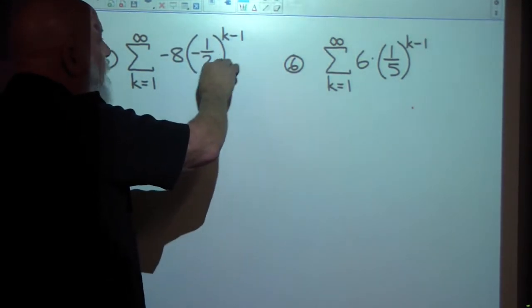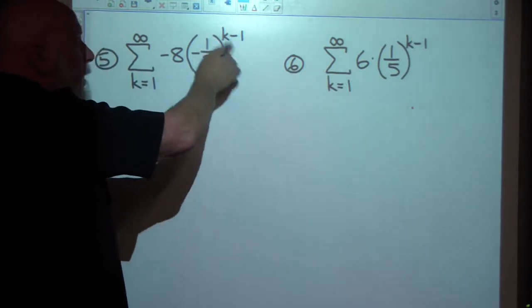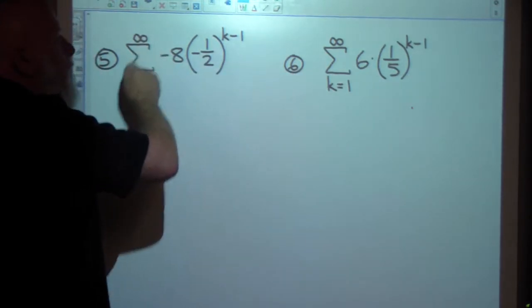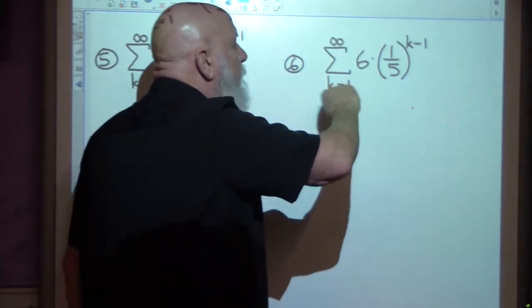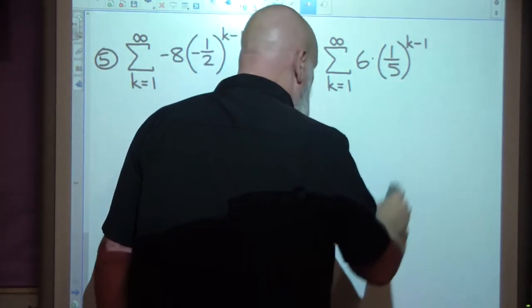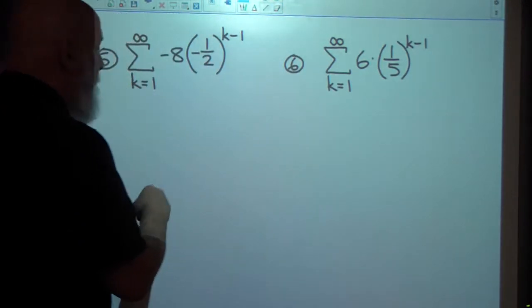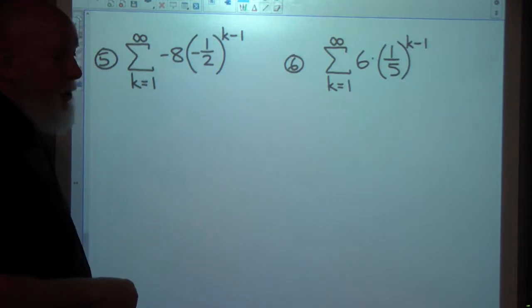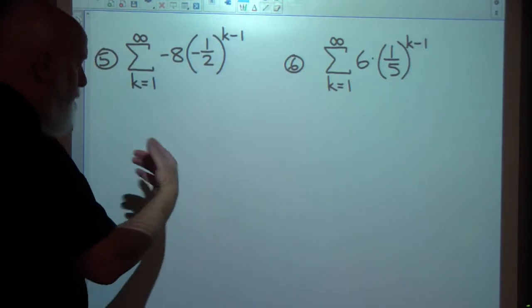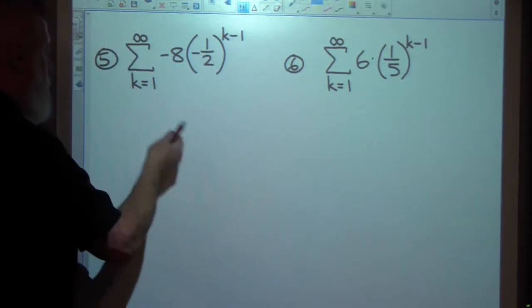If I plug in a 2, I'll get the next term. If I plug in a 3, I'll get the next, and so forth and so on, and I'm going to do this infinitely. I'm just going to plug in bigger and bigger numbers, and this will converge. The instructions say that it's an infinite geometric series that's convergent, so we're going to find the sum. So here we go.